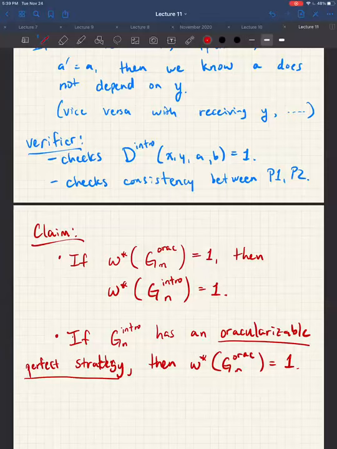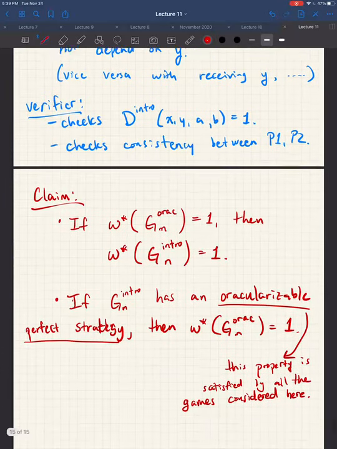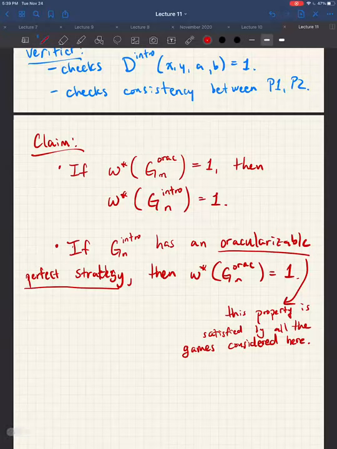Okay. Maybe let's just treat it as a black box for now. But the important thing is that in each of the different games that we're considering in each of these little transformations, it will turn out that they're all oracularizable. So it's just some technical assumption that you'll need. So this property is satisfied by all the games considered here. Can you maybe give an example of a game that's not oracularizable? I can't even think of one that wouldn't be.